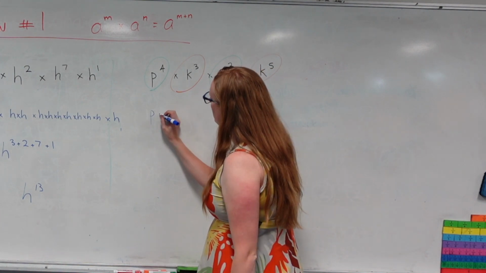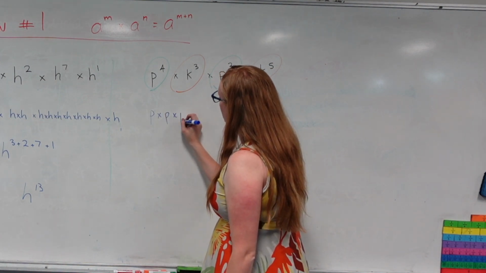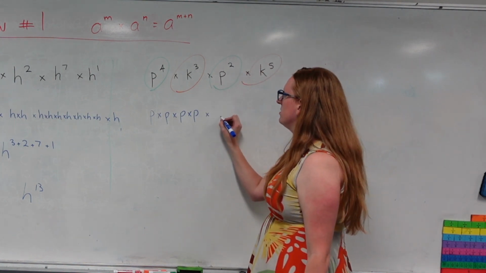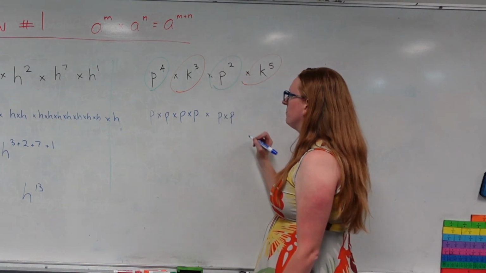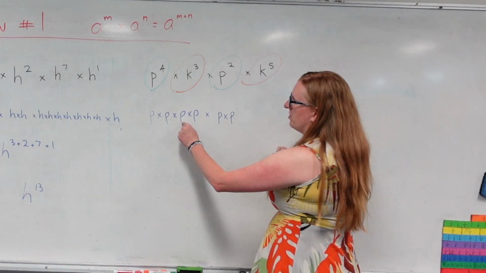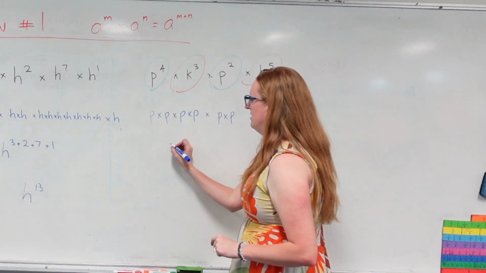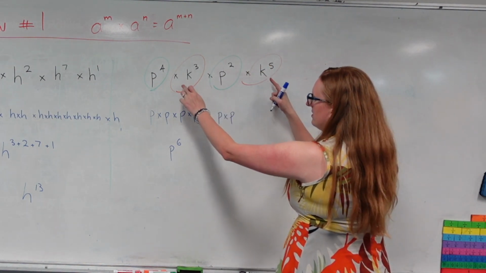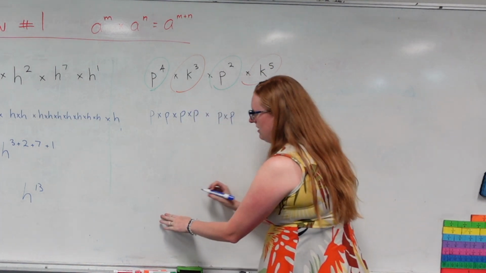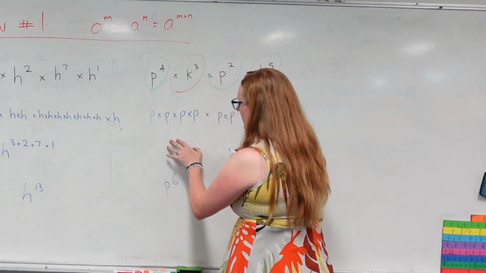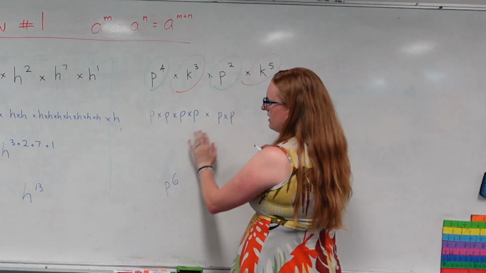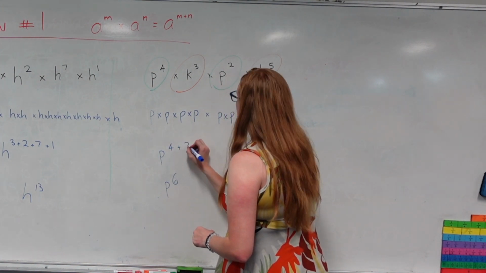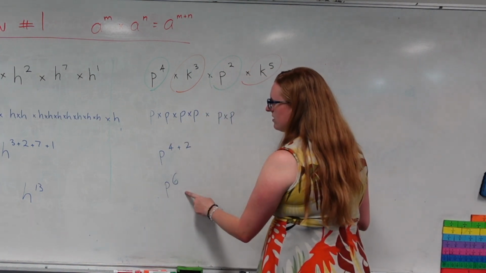So I've got p to the power of 4, so that's p times p times p times p, times p to the power of 2, so times p times p. So all up I've got 1, 2, 3, 4, 5, 6. So that's p to the power of 6. But a faster way, I could have skipped this whole section. I could have just gone p to the power of 4 plus 2. I would have got 6.